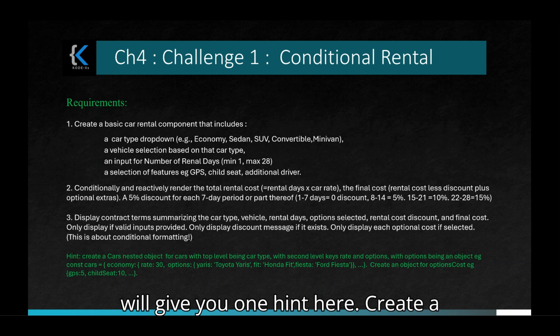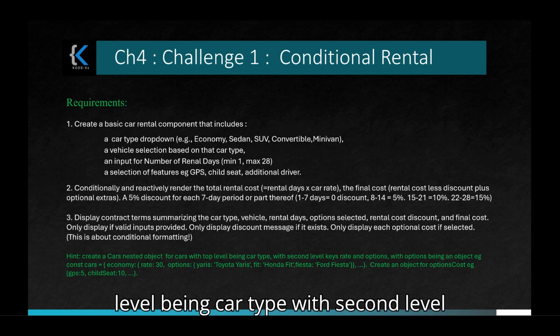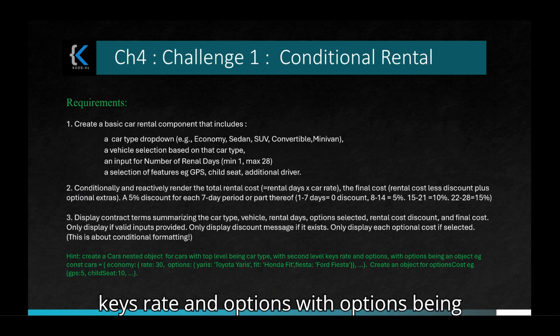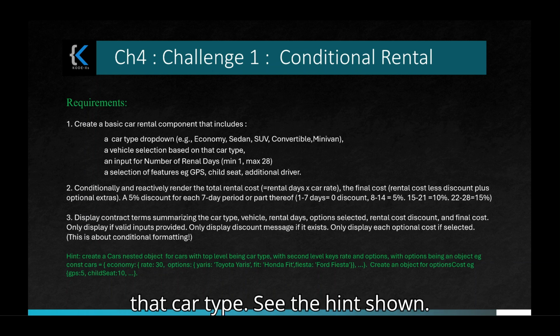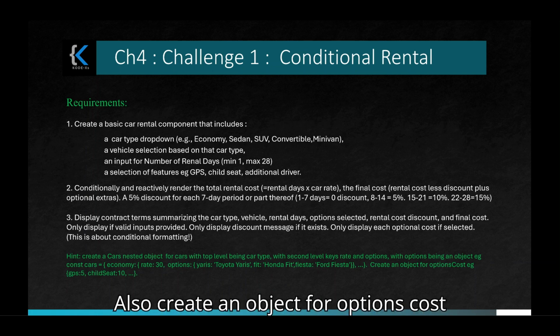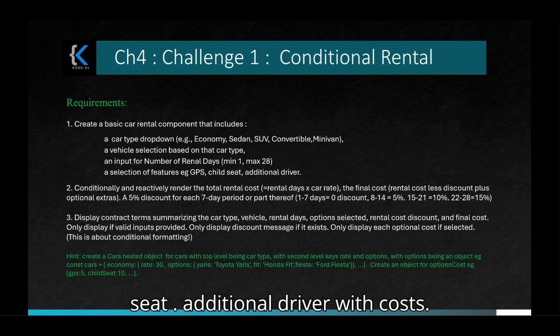I will give you one hint here. Create a cars nested object for cars with the top level being car type, with second level keys rate and options, with options being a nested object containing the cars for that car type. See the hint shown. Also create an object for options cost with key pairs for the options GPS, child seat, additional driver, with costs.